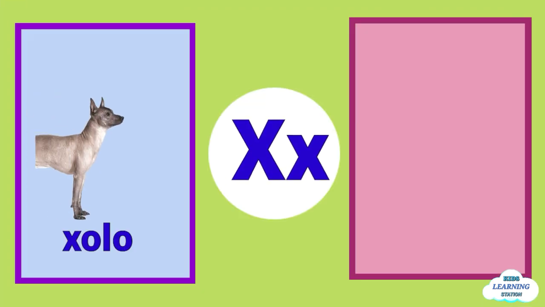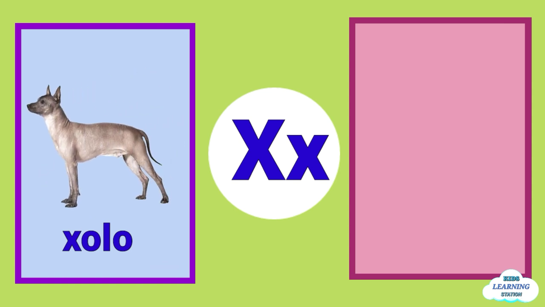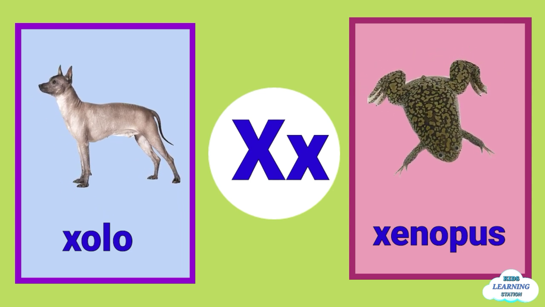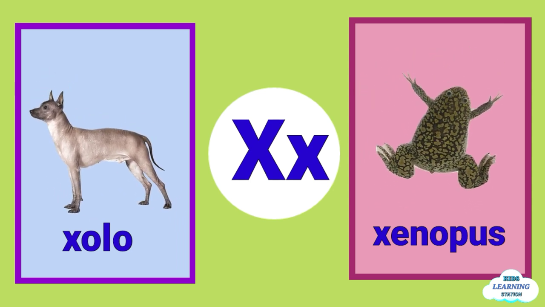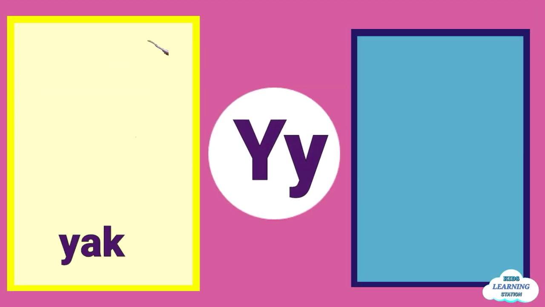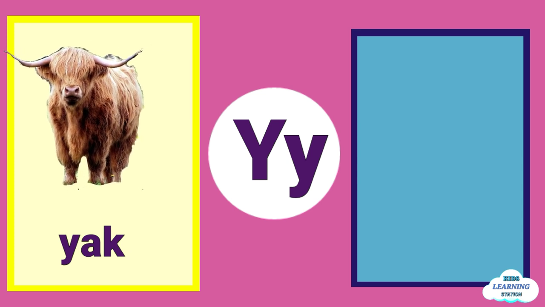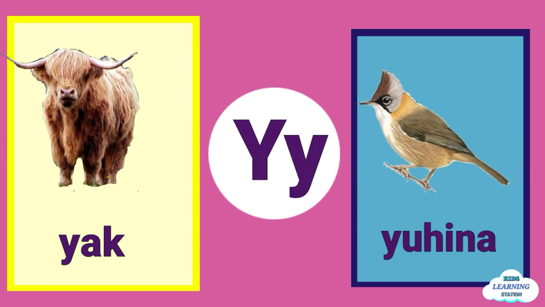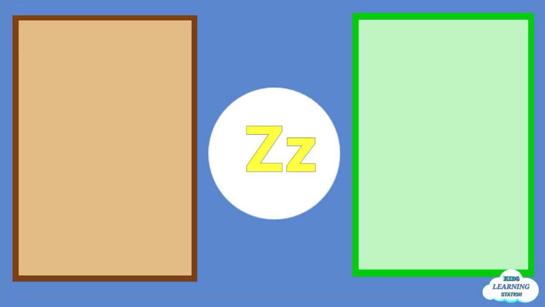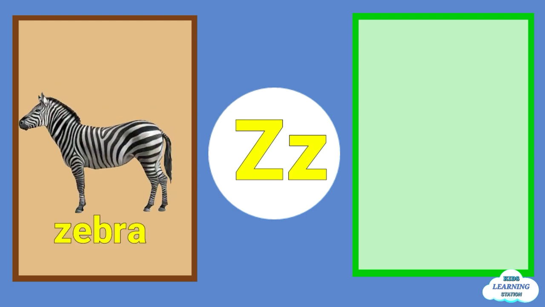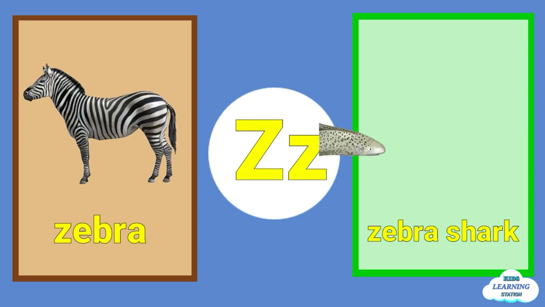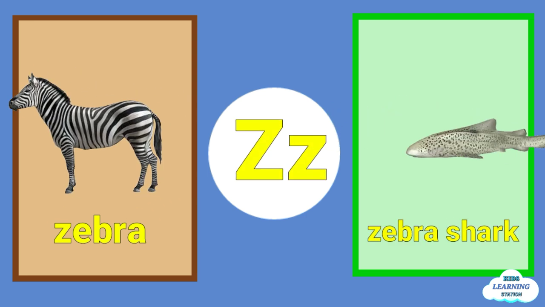X is for Sholo. Sholo. X is for Xenopus. Xenopus. Y is for Yak. Yak. Y is for Yuhina. Yuhina. Z is for zebra. Zebra. Z is for zebra shark. Zebra shark.